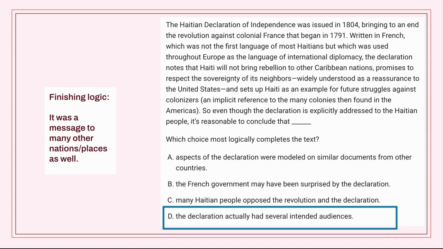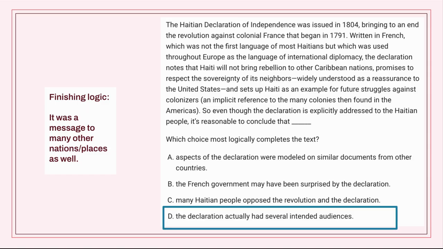We don't know if they were surprised. There's not really any basis for that. C, many Haitian people oppose the revolution in the declaration. We have no idea what the Haitian people think of this declaration. That's not even mentioned anywhere. So there's no way that we can infer that.